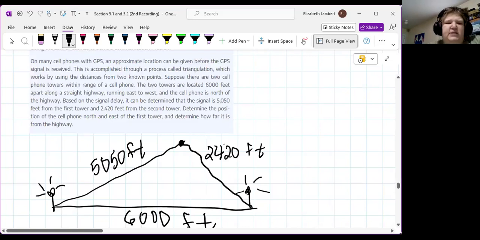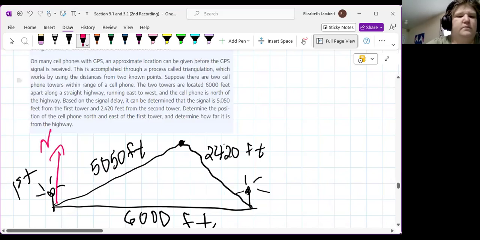Determine the position of the cell phone north and east of the first tower. So this is the first tower. So north and east. And determine how far it is from the highway.